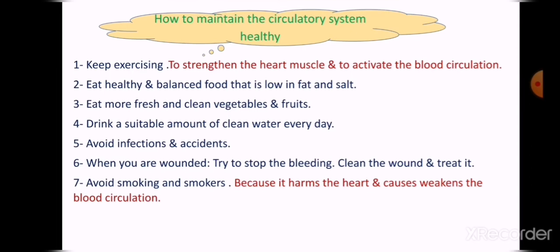Okay? And when you are wounded, what are you doing? Try to stop the bleeding and then clean the wound and treat it. And the last one, we have to avoid smoking and smokers because it harms your heart and causes weakness to the blood circulation.